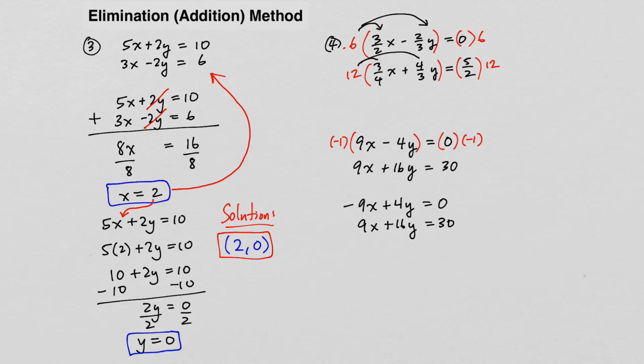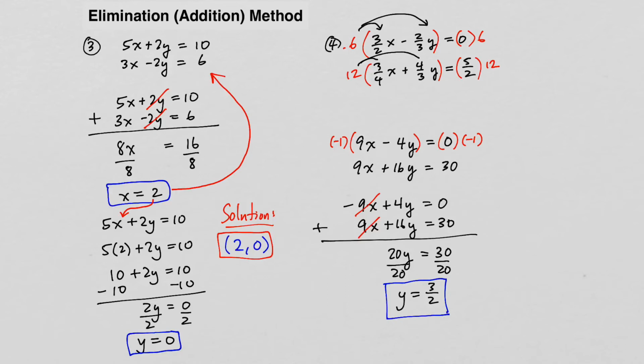And now you can see that if we add these together, the -9x and the positive 9x will cancel out. And we end up getting 20y equals 30. Then if we divide both sides by 20, we end up with y equals 30 divided by 20, which can be reduced to 3/2. Now that's part of our answer.